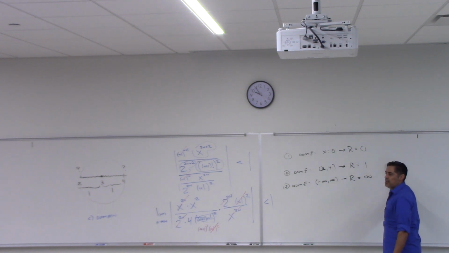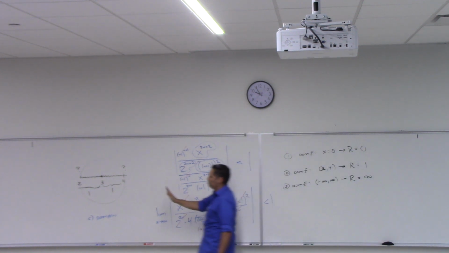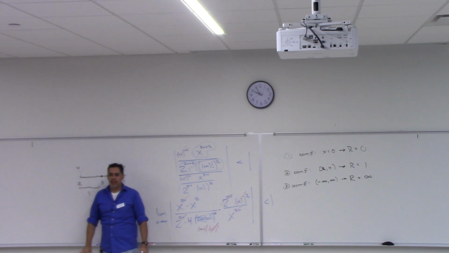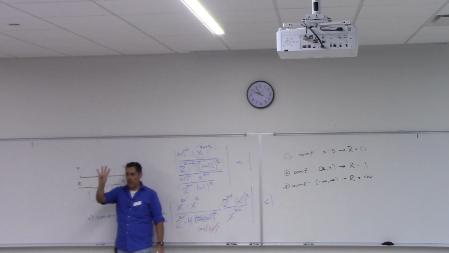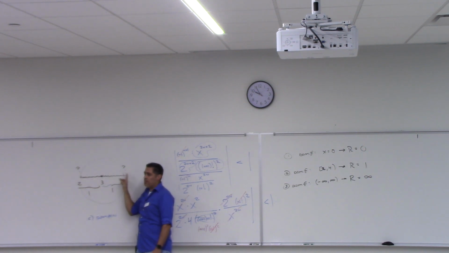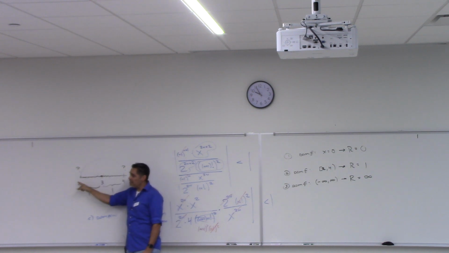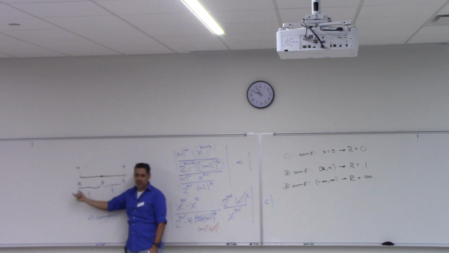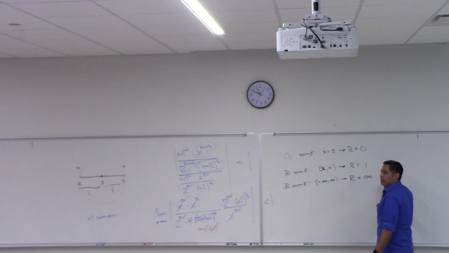Now, next note. When it comes to the interval that we have here, how many possibilities are there for this interval? 4. We could have where you don't include both endpoints, where you include both endpoints, where you include only the left but not the right, or you only include the right but not the left. So there are only 4 possible intervals of convergence.